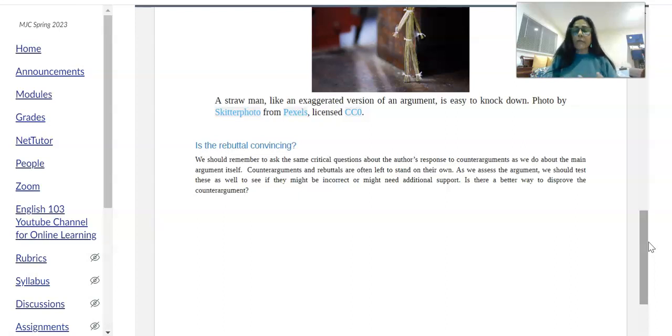Just the way our thesis has to be very strong, when we state our counterargument, it needs to be honest and accurate. And then when we refute that counterargument, it needs to be convincing. So these are some of the things we need to pay attention to.